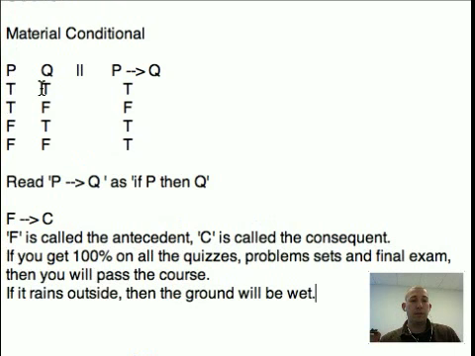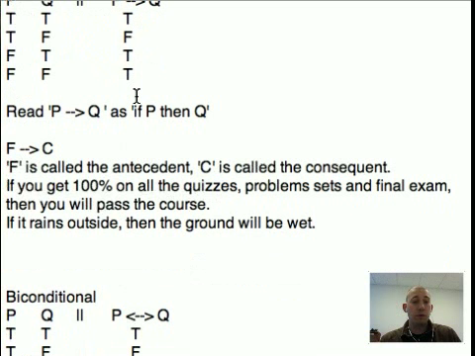So a nice way of remembering this truth table here is that the only time the whole sentence is false, whenever the material conditional comes out false, is when the antecedent is true and the consequent is false. So if you want a bit of an intuitive grasp at first, think about the scenario where you get 100% on everything and you fail the course. Then is this sentence true? If you get 100% on all the quizzes, problem sets, and final exam, then you'll pass the course. Intuitively, this sentence is false in that scenario.